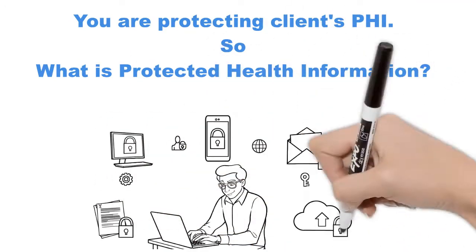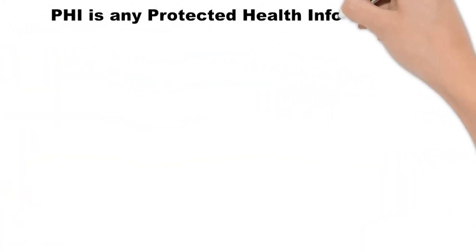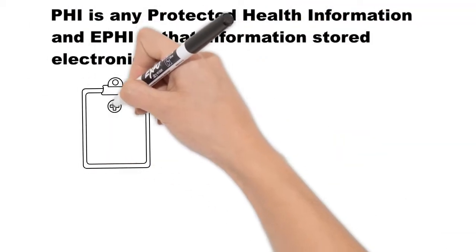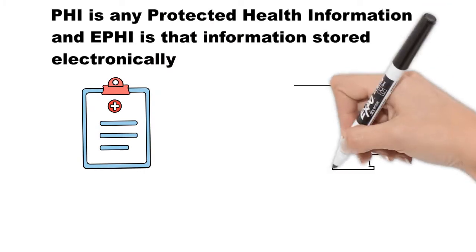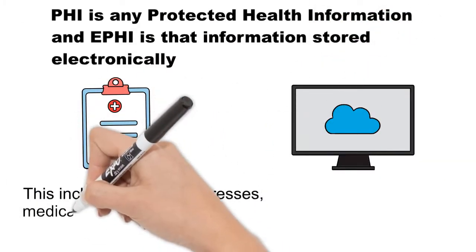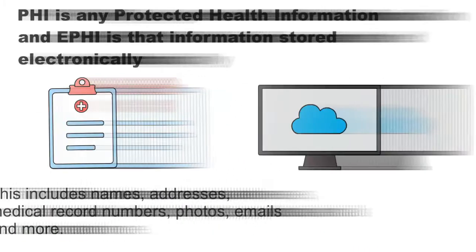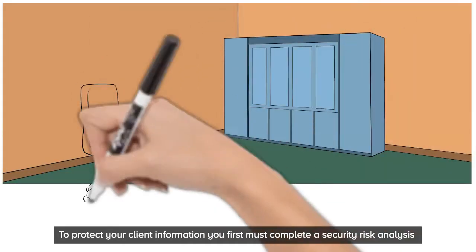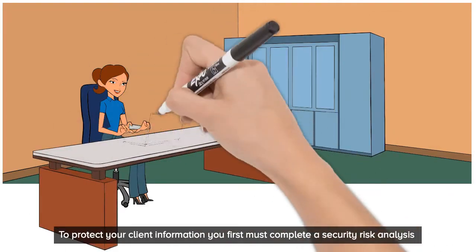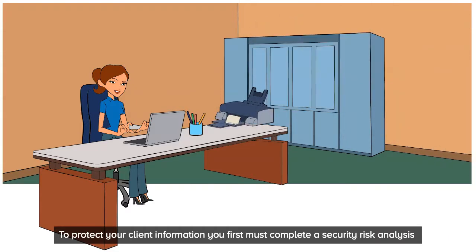So, let's start with what is PHI. PHI is any protected health information, and the ePHI is that information stored electronically. That includes a lot of things, including names, addresses, medical record numbers, photos, emails, and much, much more. So in order to protect your client's information, you need to do your security risk analysis and look at all the places where something bad could potentially happen.